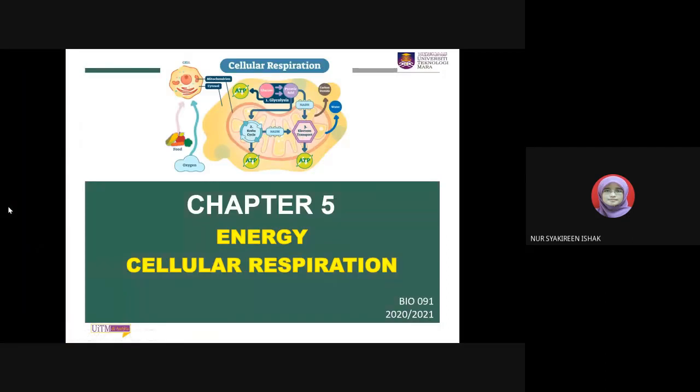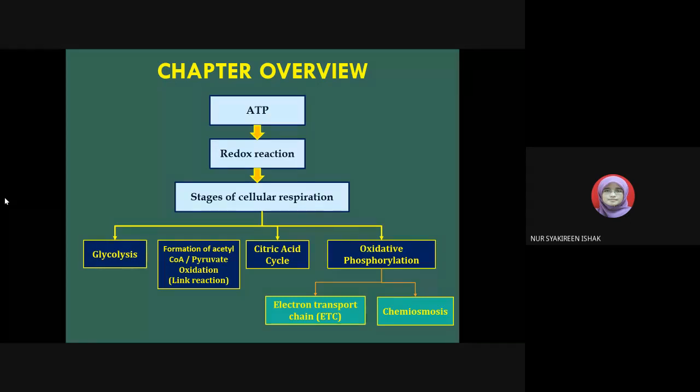Okay, so for today's lecture, we are going to look at chapter 5, which is on cellular respiration. So this is the overview of chapter 5. Basically, it is the chapter that covers cellular respiration. As you know, the function of cellular respiration is to produce ATP, and the fuel for cellular respiration is mainly glucose. Cellular respiration will break down glucose until it produces ATP molecules at the end of the process.